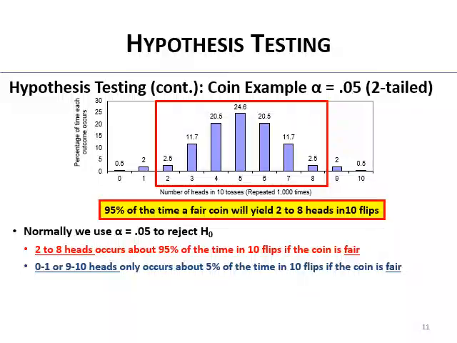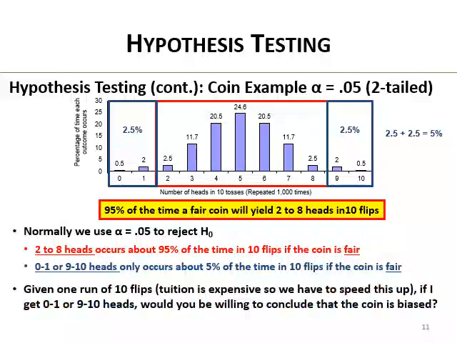So 0 to 1, that is, just getting 0 or 1, or 9 to 10, the upper end. Well, if you add that 0.5 and 2 at the bottom, 2 and 0.5 at the top, that's about 5%. That would happen about 5% of the time, even when the coin is fair. It does happen. You get 0 or 1 or 9 or 10 heads, but it's really rare, right? It only happens together 5% of the time that you get one of those outcomes. So that's 2.5, 2.5, that's 5% total.